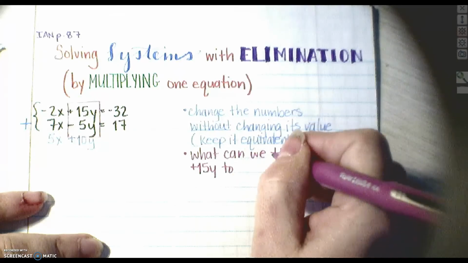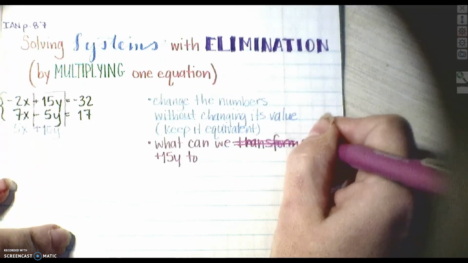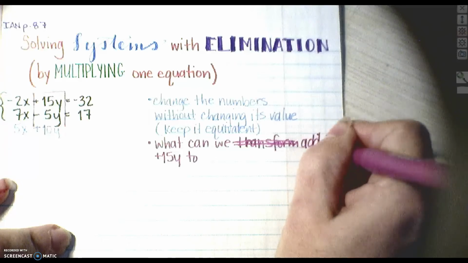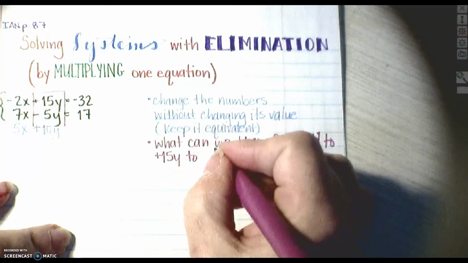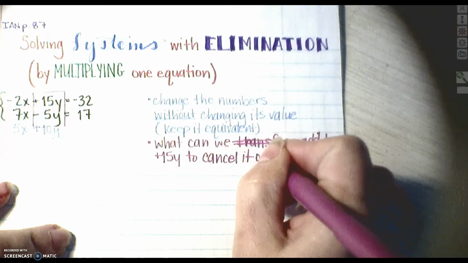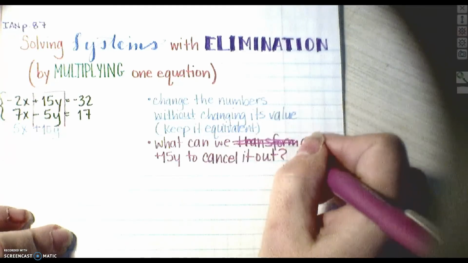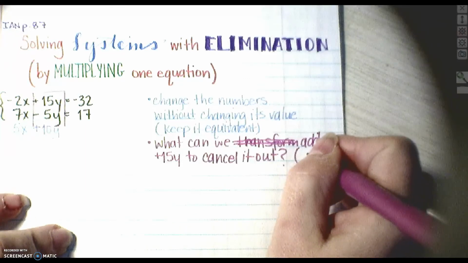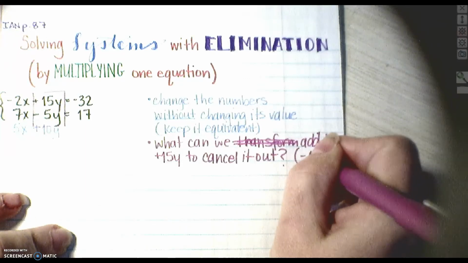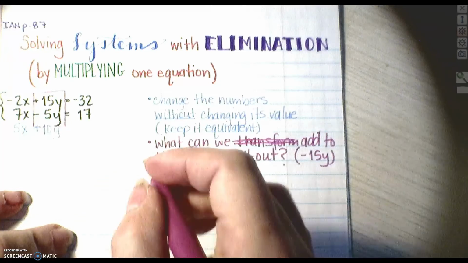Let's scratch that. Let's say, what can we add to 15y to cancel it out? Well, the answer to that is we can add negative 15y. Correct? 15y plus negative 15y is 0, canceled out.